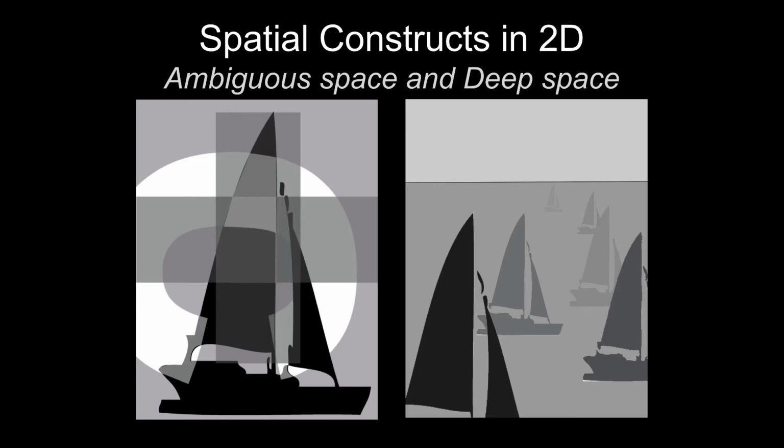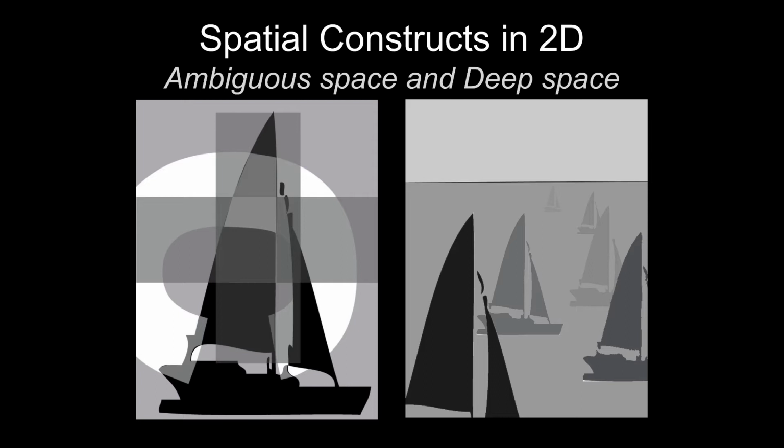Mr. Phobes here. This is the second mini lesson in value and how we're going to use it. This is going to be on our next project in value called spacecraft. And we're going to construct both ambiguous space and deep space within the grayscales.